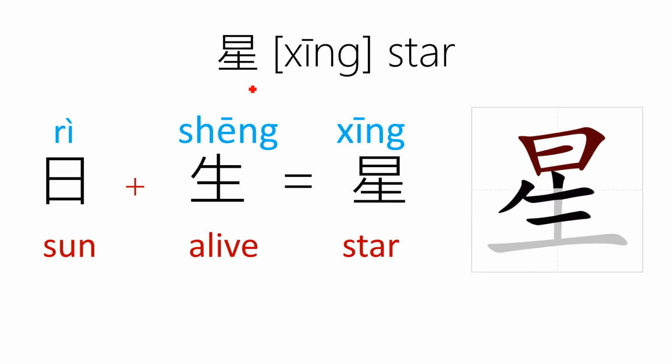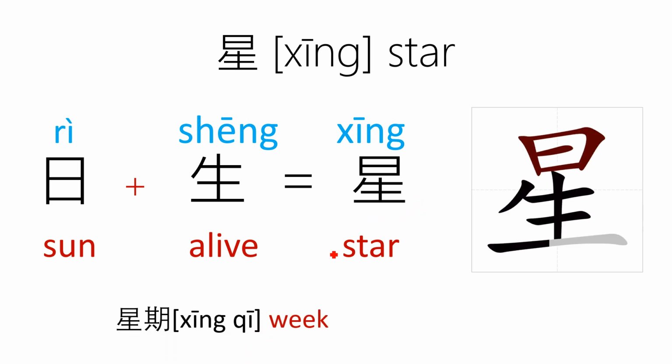Next one, 星, star, and then we have 日 as sun, 生 alive or life. We say 生活 means life, so 生, and 星 star, so we put a sun underneath the character alive. I don't know if we can try to think. It means star. Probably star needs something alive and give you some light. So you need the sun.